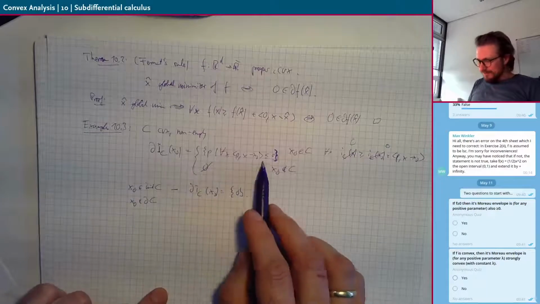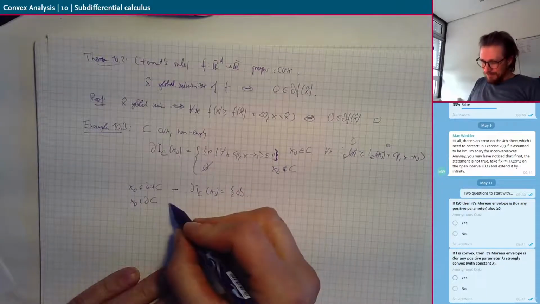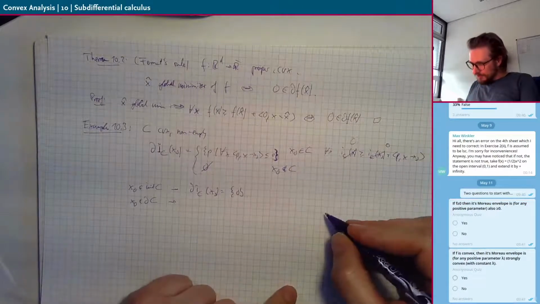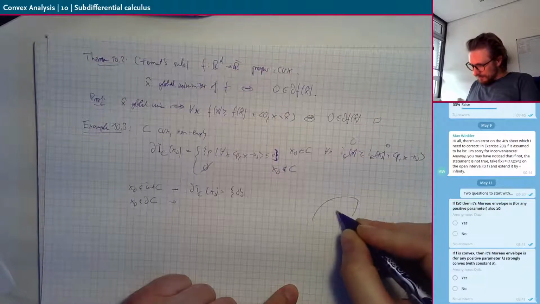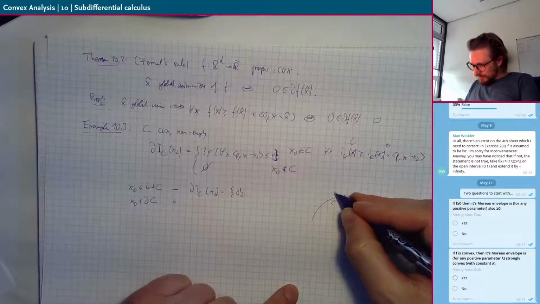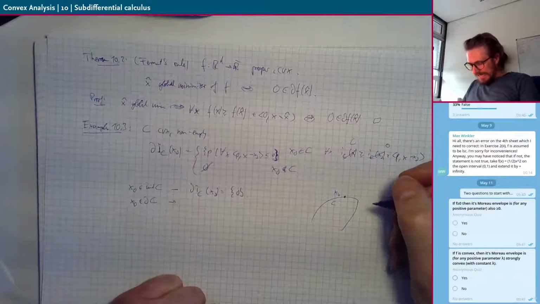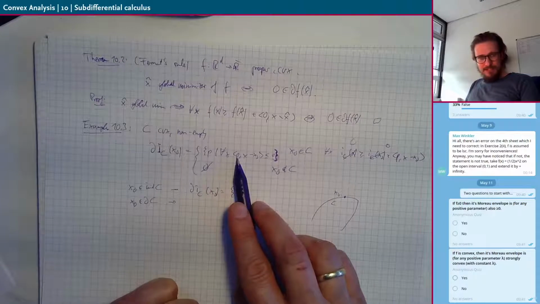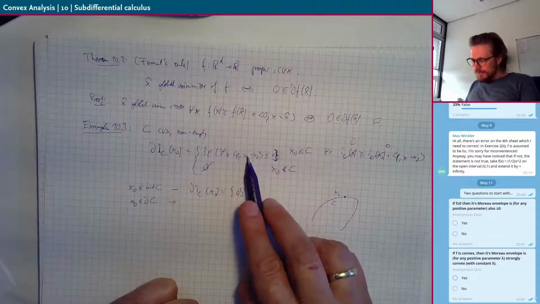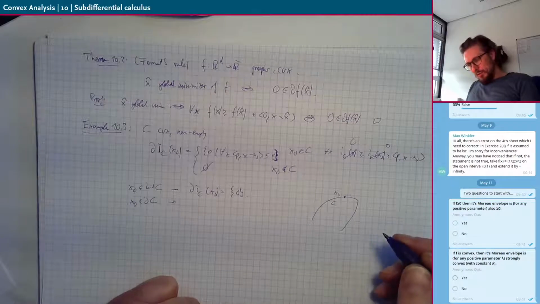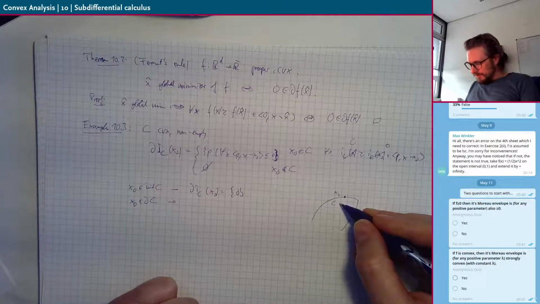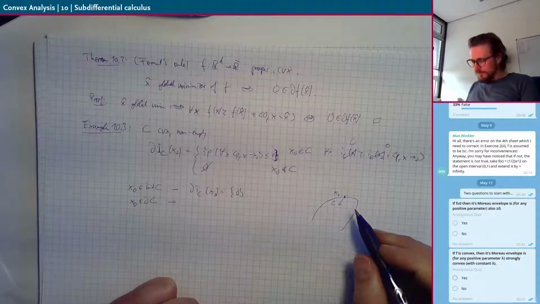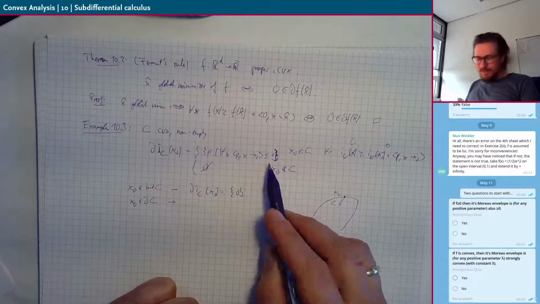Then we just have to look at this inequality here, and we can remember from, I don't know which lecture it was, that it has a geometric meaning. Let's say this is our set C here, and you take a point x0 at the boundary. What does that mean? It means that the angle between the subgradient p and all the vectors pointing towards a point in the interior of C, or into C, has to be larger than or equal to 90 degrees.